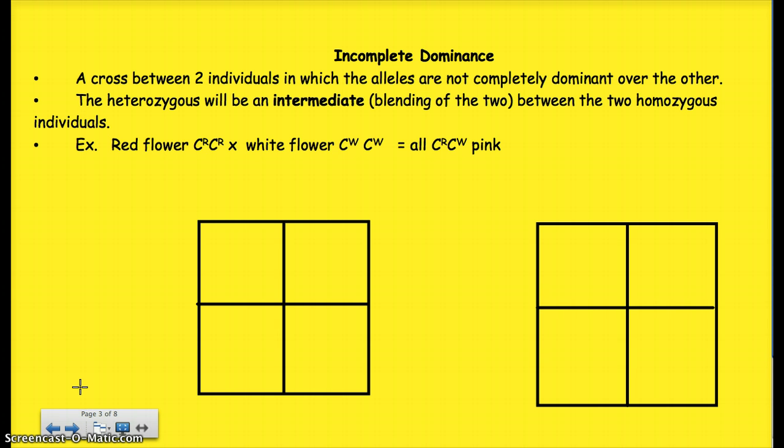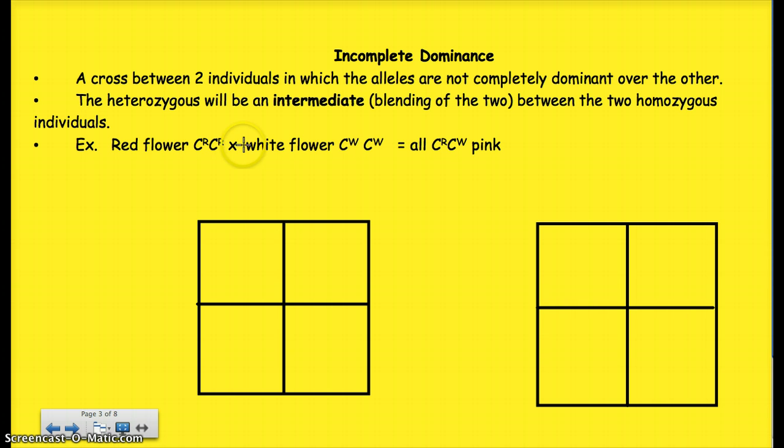So you've all got a note sheet. So what I want you to do is get your note sheet, and I want you to be filling in as we go along. And so it says, for incomplete dominance, it's a cross between two individuals in which the alleles are not completely dominant over the other. So, instead of me having alleles where, like I said, brown being dominant over blonde or brown being dominant over blue, now there's a blending of the two.